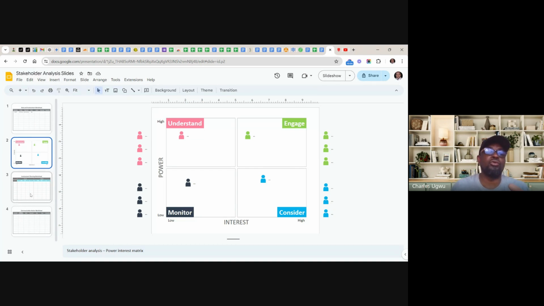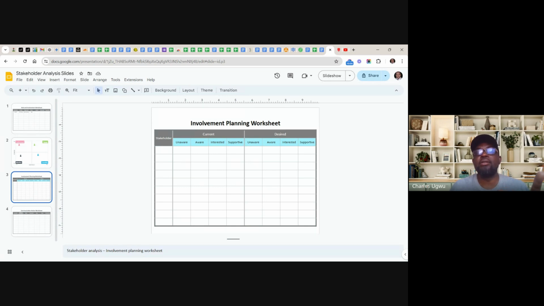And then you come down to the involvement planning worksheet. So now every stakeholder is here. Then you know every stakeholder, what they are, and this is currently where they are. You ask yourself a question when you want to understand the health of your project in terms of your relationship with the stakeholders. You want to understand your relationship with every stakeholder, and then you have to understand where there is a gap and then bridge all those gaps. Looking at this is a stakeholder.